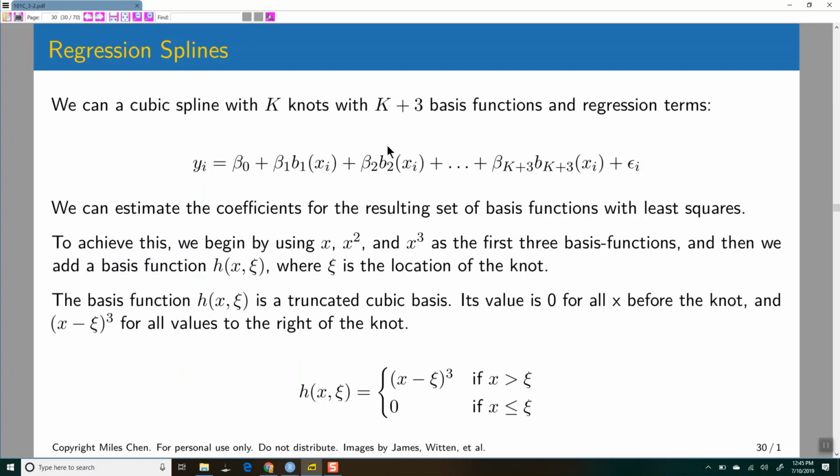So we're still using the basis function form, except our basis function is going to be this. This is our basis function, and this is what we call a truncated cubic basis. This is fancy words, don't worry about it. Basically, we are saying that we're going to create a knot.